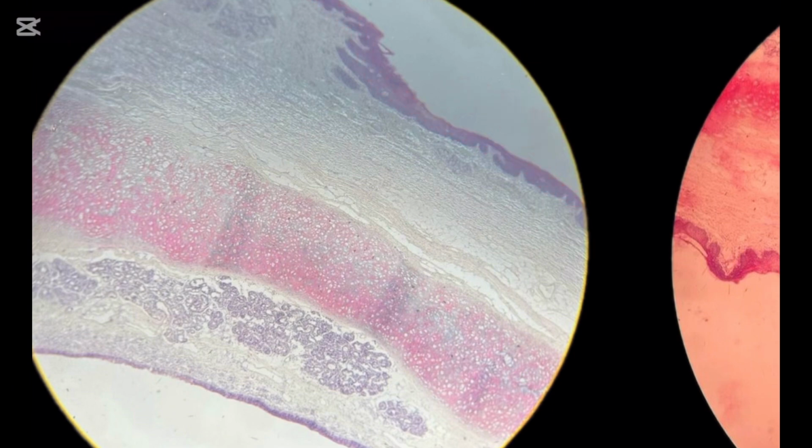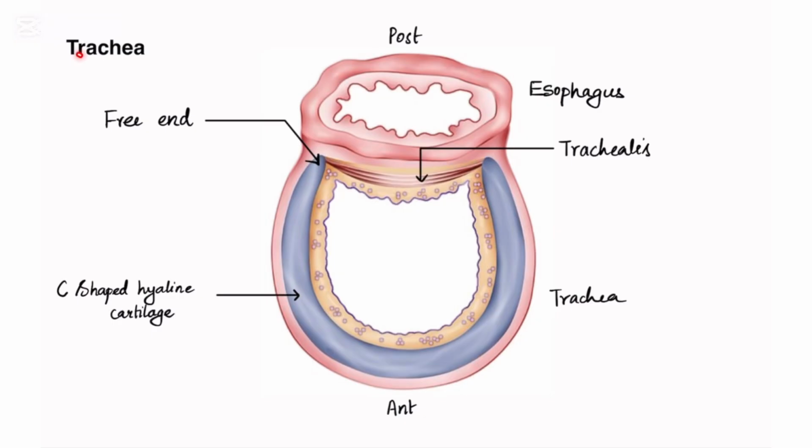On the lower part of the posterior surface, the lining epithelium is respiratory epithelium, which is the same epithelium lining your trachea. Within lamina propria, you can see a bunch of glands. These are seromucous glands. Up next, we have trachea.